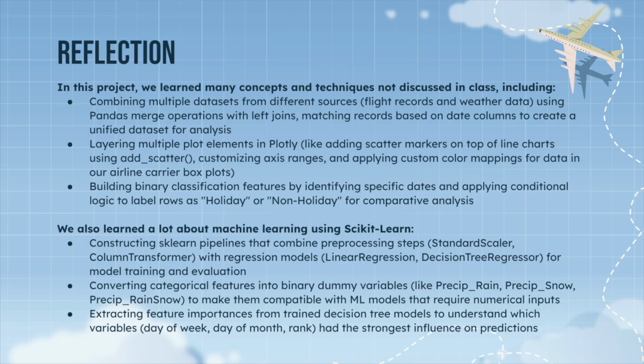4. We also learned a lot about machine learning using scikit-learn by constructing pipelines that combine pre-processing steps with regression models for model training and evaluation. 5. We learned how to convert categorical features into binary dummy value variables to make them compatible with ML models that require numerical inputs, and we also learned how to extract feature importances from trained decision tree models to understand which variables had the strongest influence on our predictions.